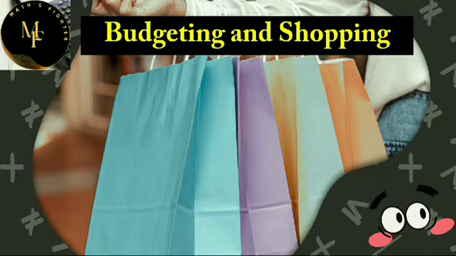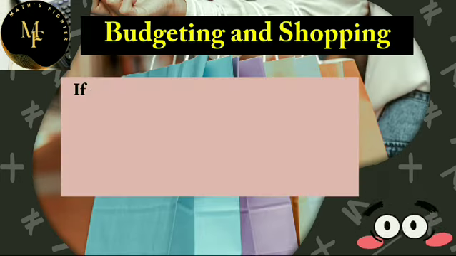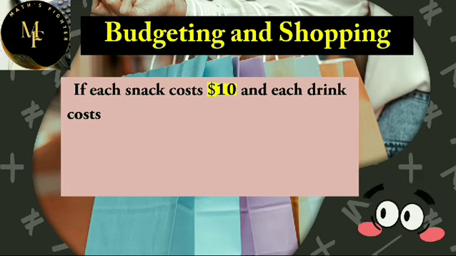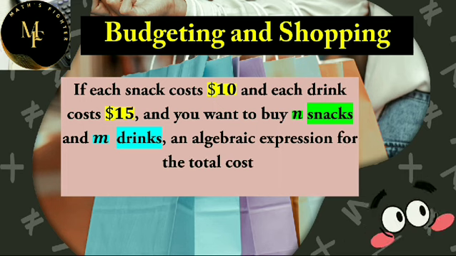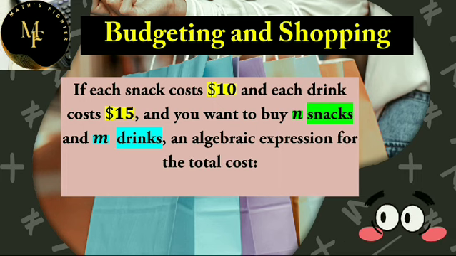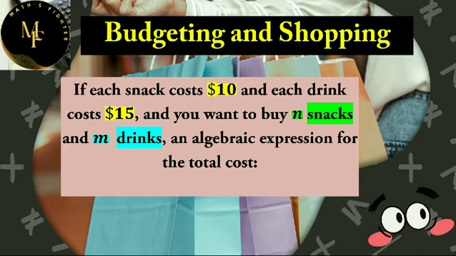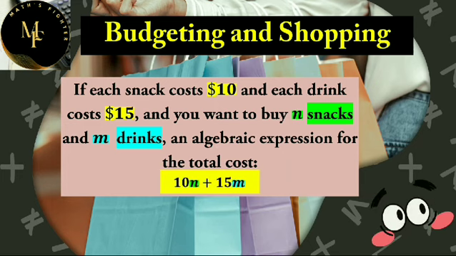So the third is budgeting and shopping. Imagine if you have a budget for a party, you might want to buy snacks and drinks, and each snack and drink costs a different amount. So for this example, a snack costs $10 and a drink costs $15. So the total cost will be 10n plus 15m.